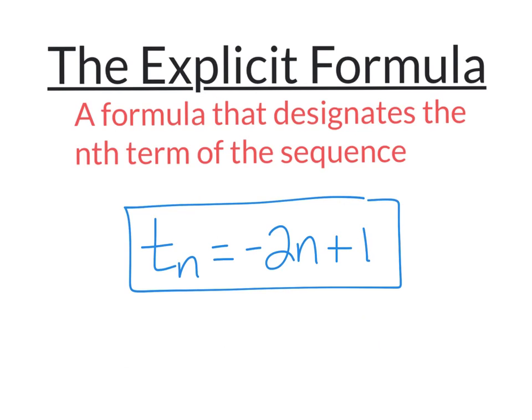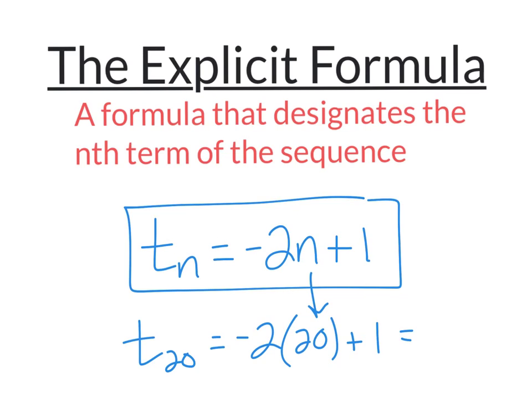So if I wanted to find, let's say, the 20th term of this same sequence, all I need to do is sub in 20 for n, which in this case would be negative 2 times 20. So you're substituting 20 in for n. And if we simplify, we get negative 40 plus 1, we get an answer of negative 39. So the 20th term of this sequence would be negative 39.